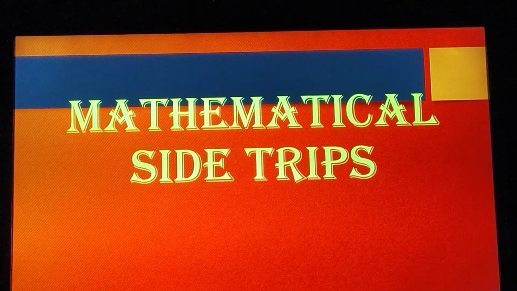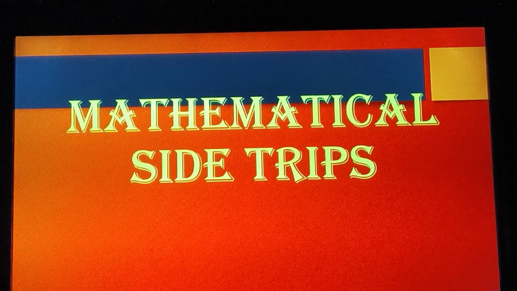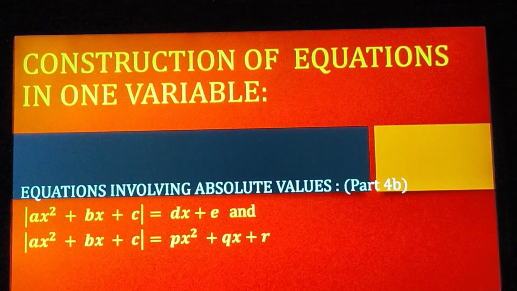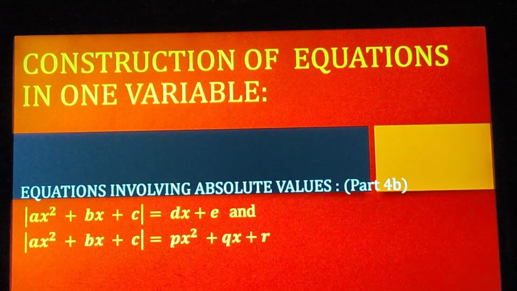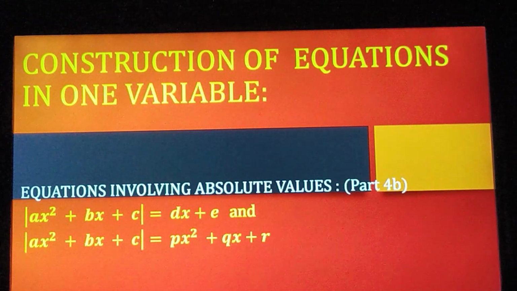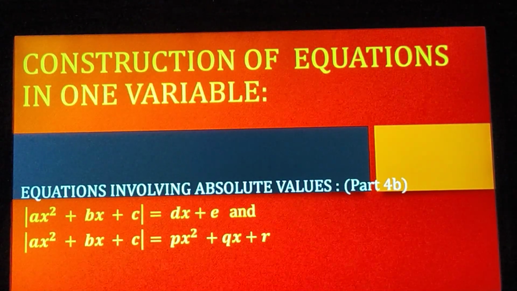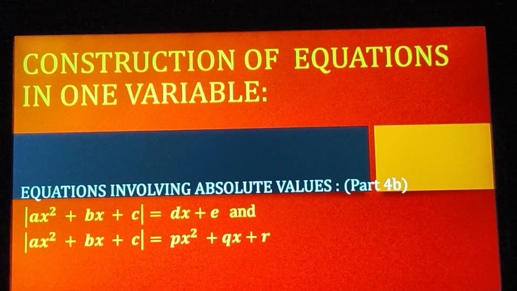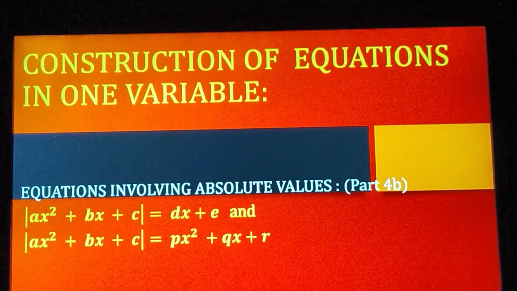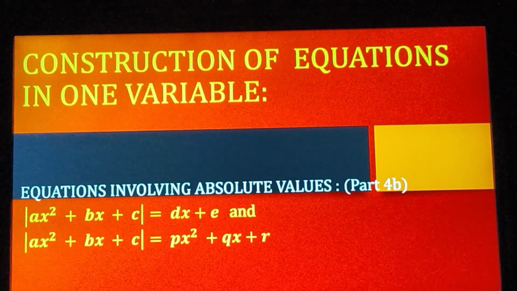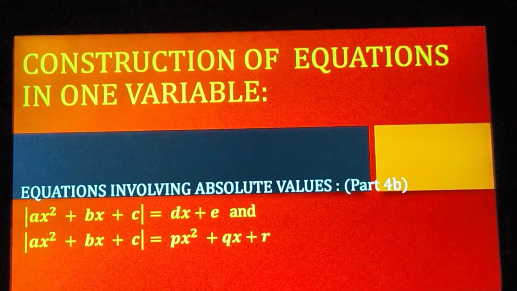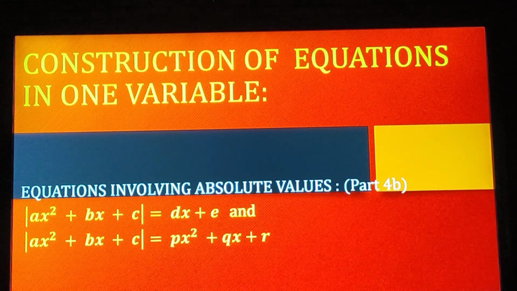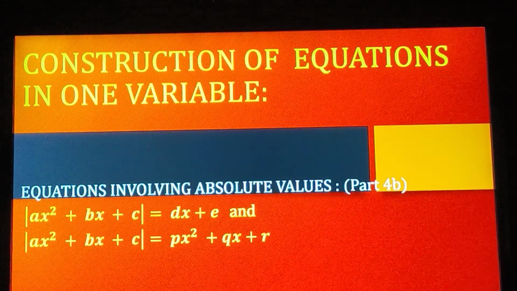So this is our channel name, Mathematical Side Trips. In this video, discussion will focus on the construction of equations in one variable, in particular equations involving absolute values of the types absolute value of ax squared plus bx plus c equals dx plus e, and ax squared plus bx plus c equals px squared plus qx plus r.